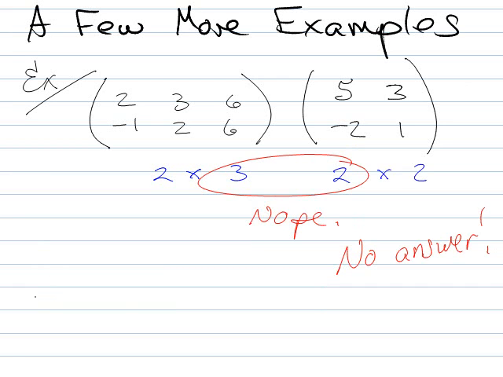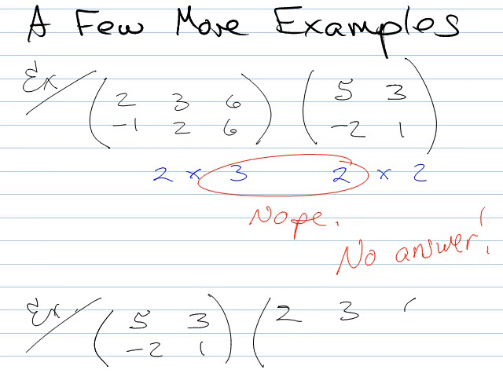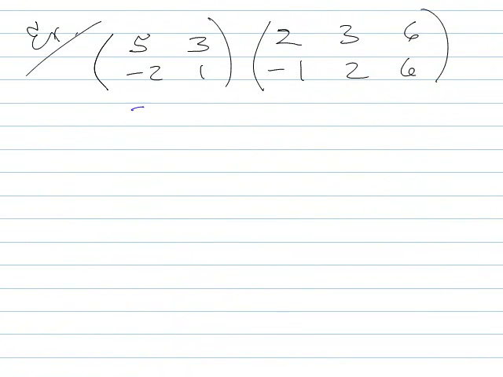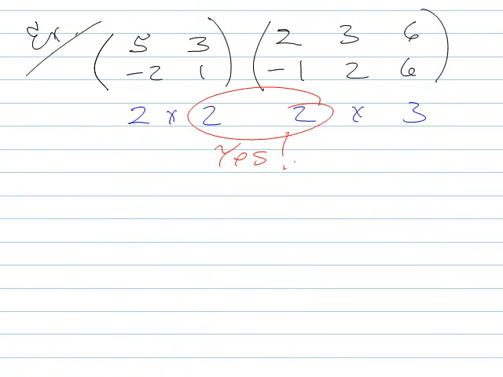Well, let's try doing it backwards. Can I multiply them the other direction? So I have 5, 3, -2, 1, and 2, 3, 6, -1, 2, 6. So I have a 2 by 2, and I have a 2 by 3. What do you know? Look, I can multiply these together. Okay, so before you go through the trouble of putting it in your calculator, make sure you can actually multiply them.